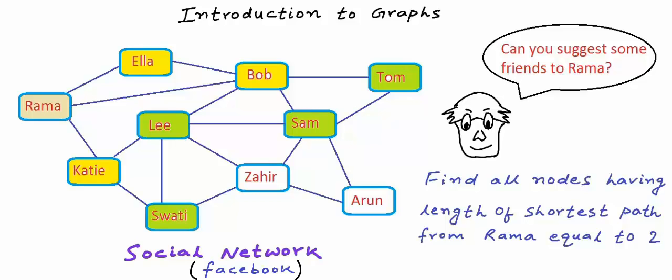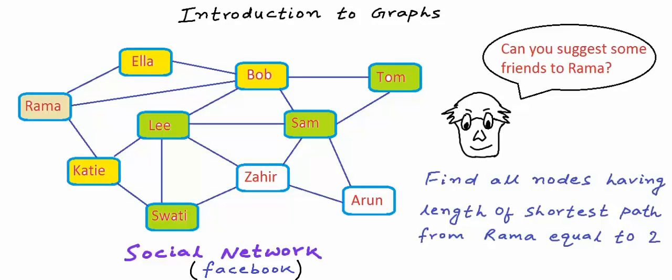We'll talk about concepts like path in a graph in some time. For now, just know that the problem that we just described in context of a social network is a standard graph problem. Okay, so a social network like Facebook is an undirected graph.